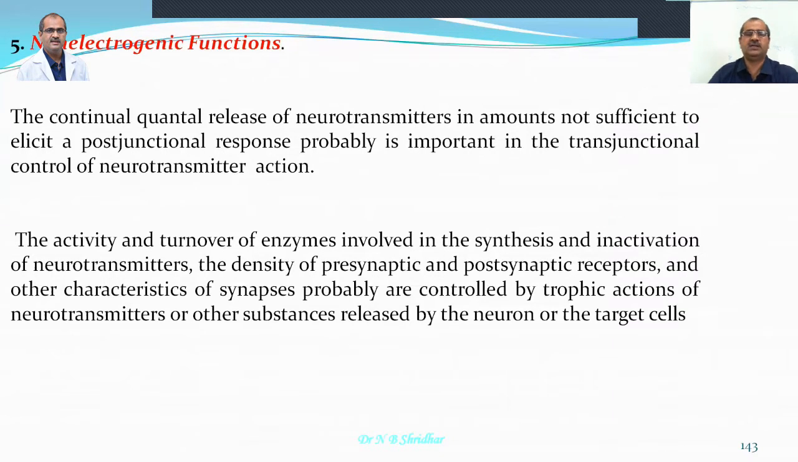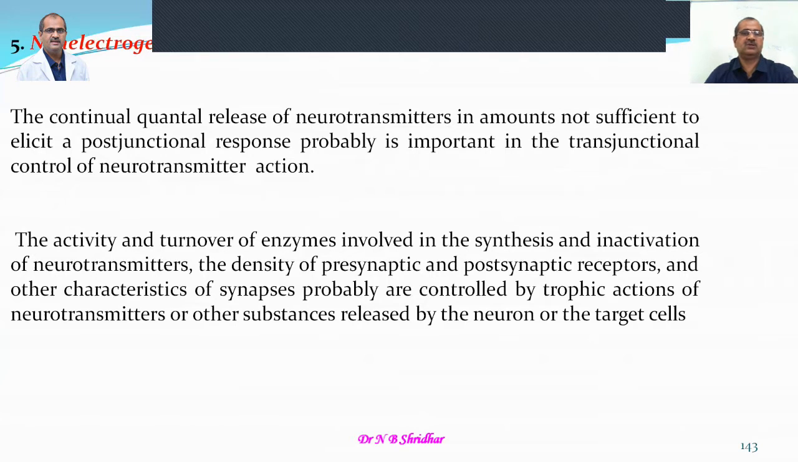The continual quanta release of the neurotransmitters in amounts may not be sufficient to elicit a post-junctional synapse. Probably it is most important in transjunctional control of the neurotransmitter action. Many times the neurotransmitter released from one synaptic cleft may get diffused into the other, and the activity and turnover of the enzymes involved in the synthesis and inactivation of neurotransmitters, the density of the pre and postsynaptic receptors, and other characteristics of the synapses probably are controlled by trophic actions of the neurotransmitter or other substances released by the neuron or the target tissue.